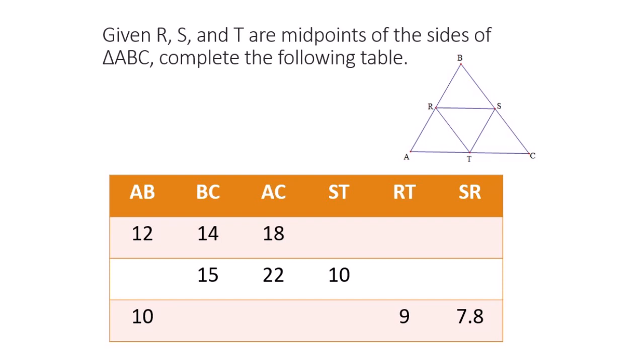So R is the midpoint of AB, so that means AR is congruent to RB by definition of midpoint. S is the midpoint of BC, so that means that BS is congruent to SC by definition of midpoint. And T is the midpoint of AC, which by definition of midpoint means that AT is congruent to TC, right?